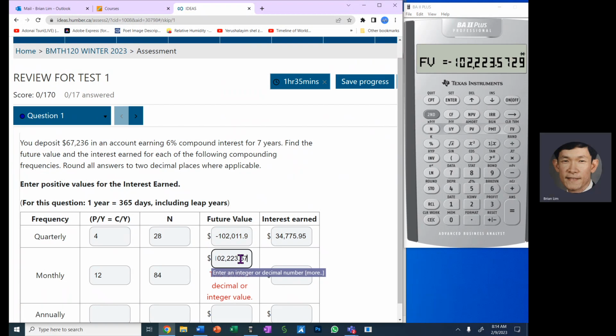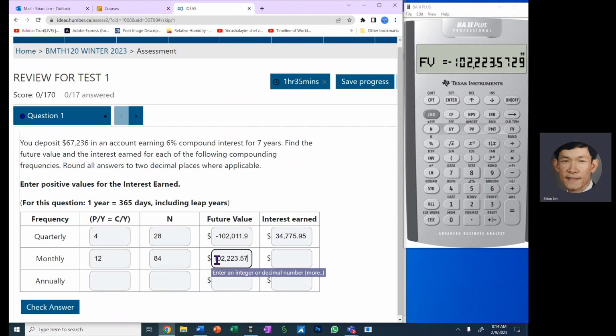102, and the 1 looks a bit faded. Okay, 102.57. It seems as though the 7 is not showing very well. Okay, so it's about the spacing, the size of the box. Anyway, the answer is in there properly. If we scroll across there, we see it appears properly.